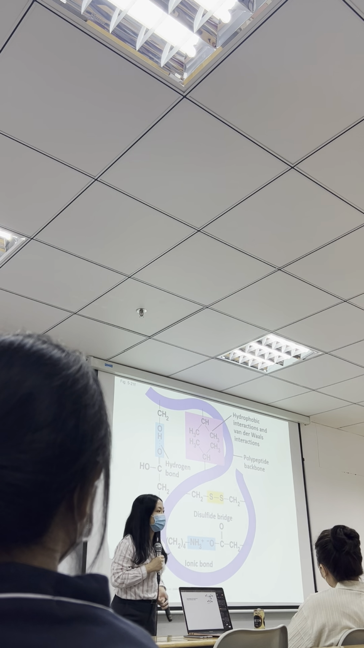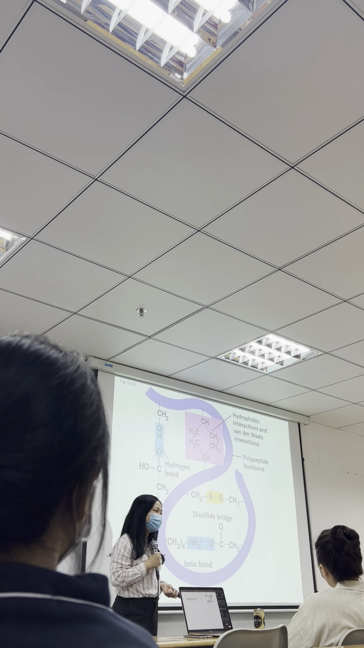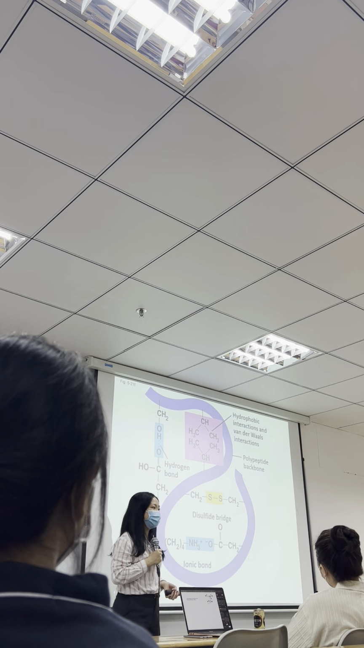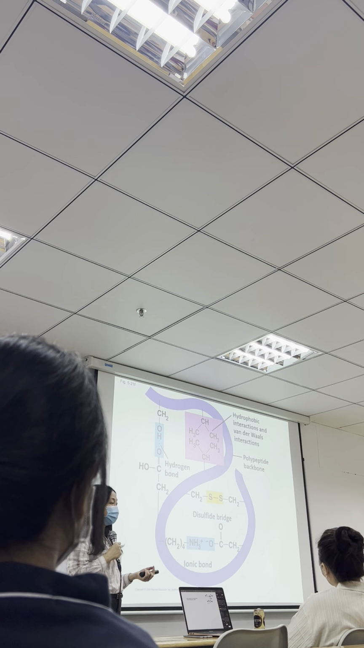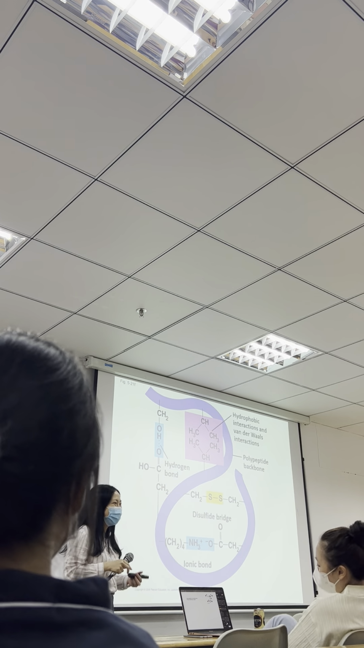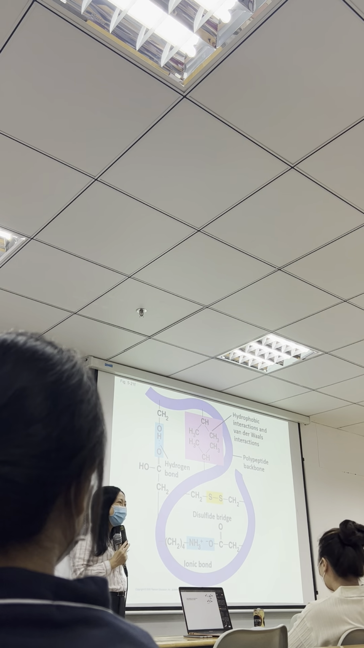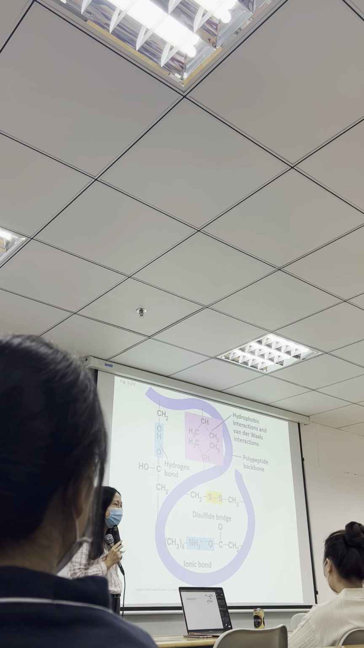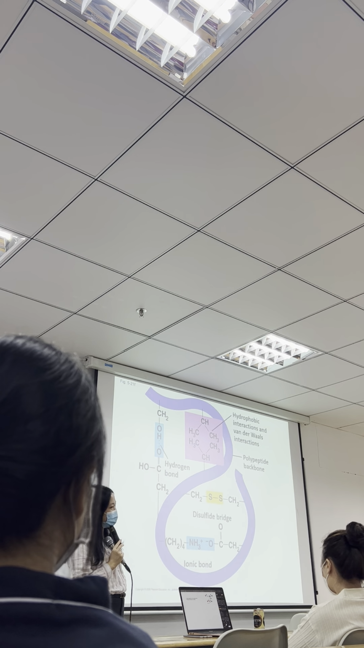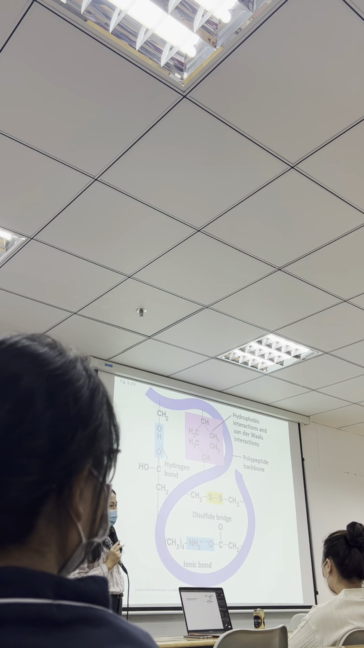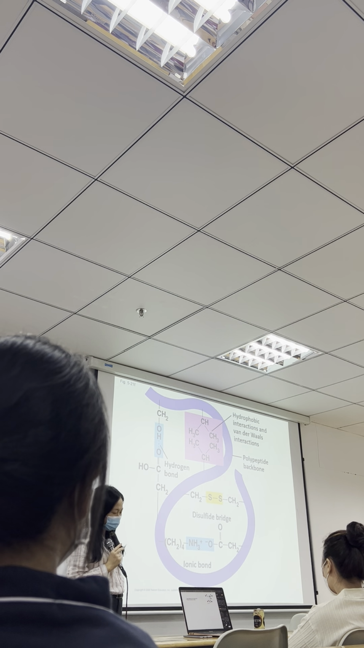What is a covalent bond? A covalent bond means it is not an ionic bond. A covalent bond is between two nonmetals that get together, and they share pairs of electrons.